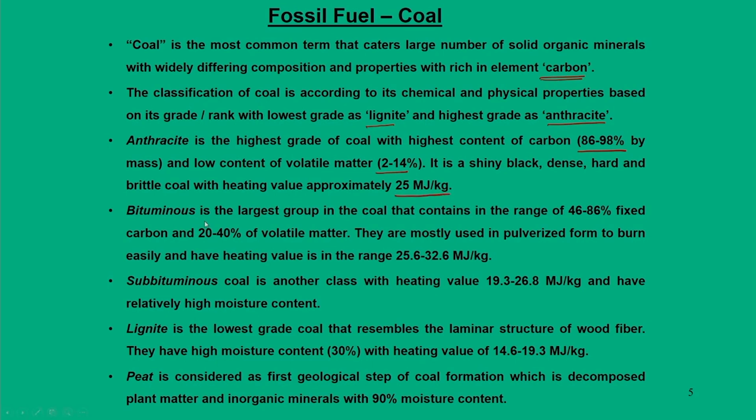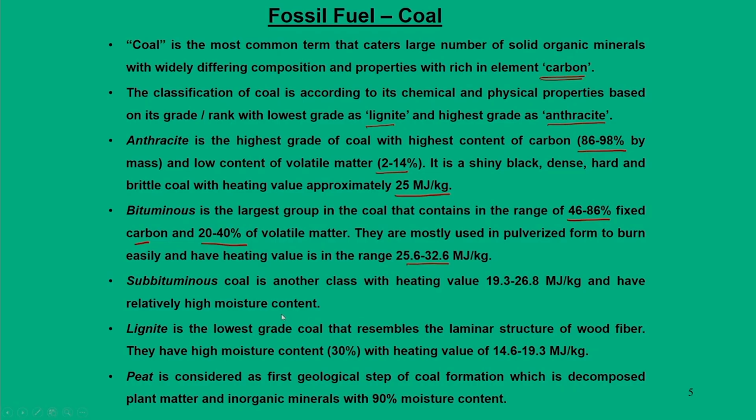When you talk about the next grade, that is called bituminous coal, which is the largest group, that means its availability in the earth is the largest, and it contains mostly 46 to 86% carbon and 20 to 40% volatile matter. They are used in pulverized form because they contain more volatile matter, whereas anthracite can be taken as direct coal that can be burnt easily. These bituminous coals have a heating value in the range of 25.6 to 32.6 megajoule per kg.